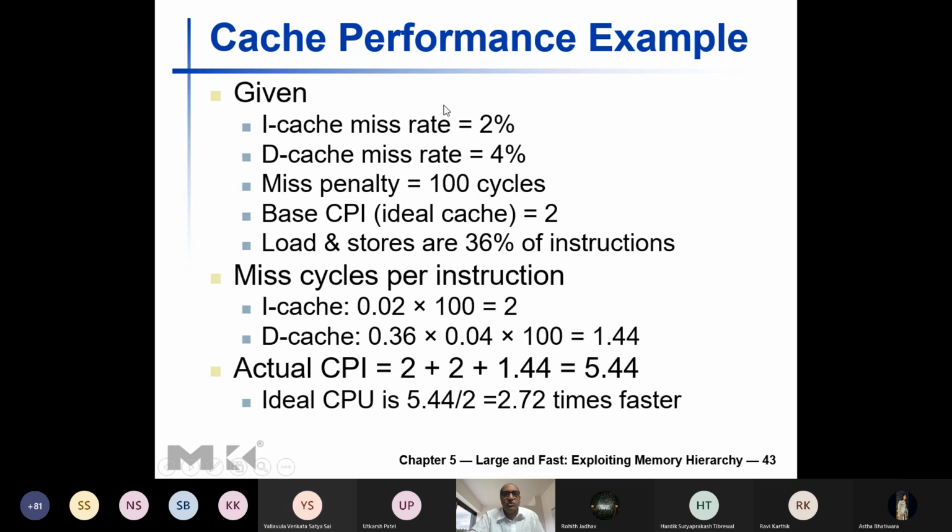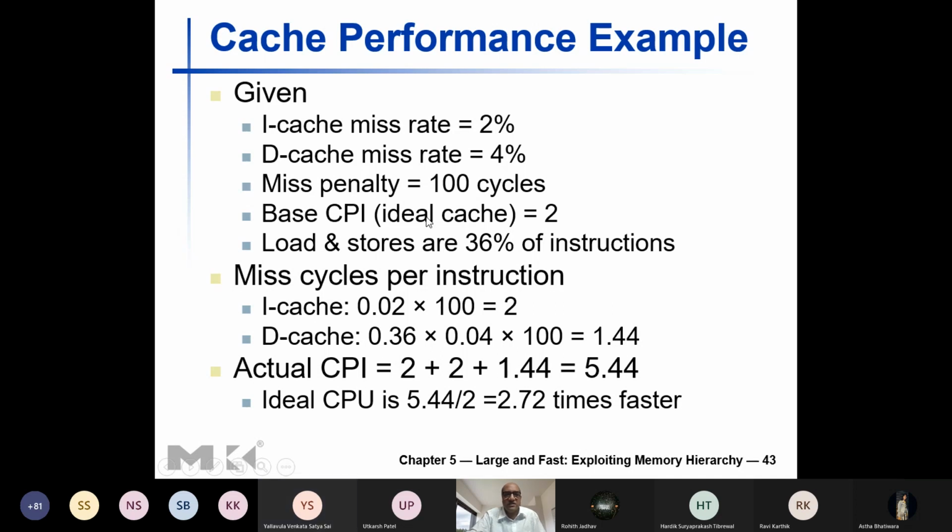Here the miss penalty is due to these 2 caches. So the instruction cache will offer a miss penalty of 2 cycles, and the data cache will offer 1.44. Altogether it will be 5.44. So in this case, having these particular specifications, the system will take an average of 5.44 cycles for execution of one instruction, on average.